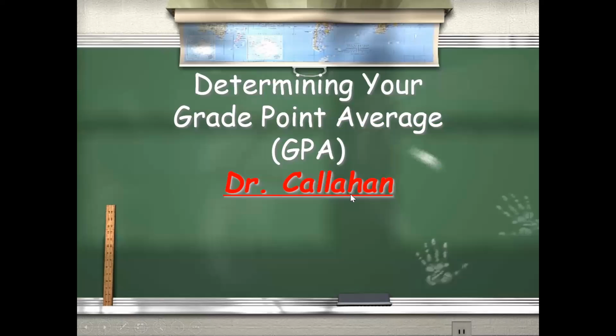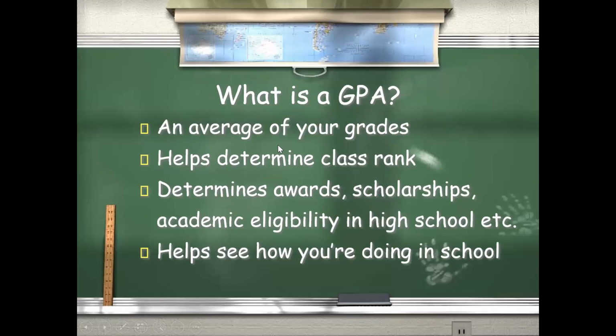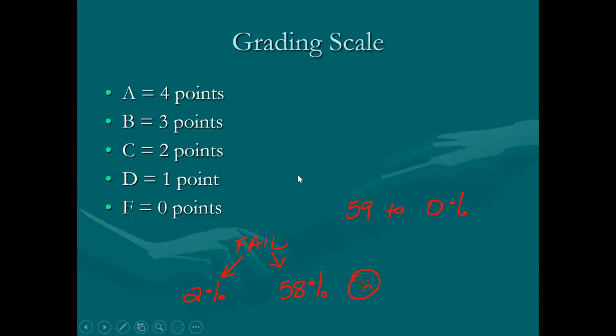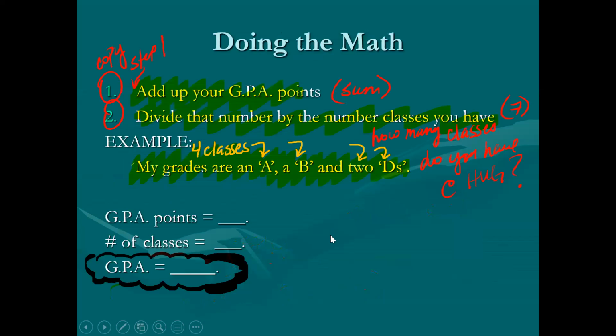All right, so determining your grade point average, or GPA, helps you determine your class rank. First thing you should know is that A is always equal to a 4, a B is a 3, C is a 2, D is a 1, F is a 0. These are the points broken down. Obviously, everything on top is passing, below that is not passing.